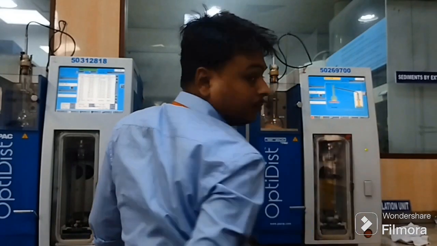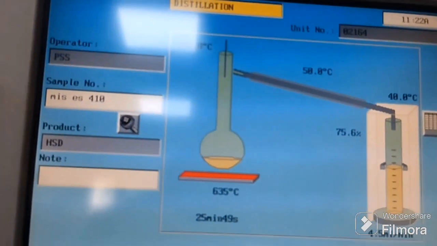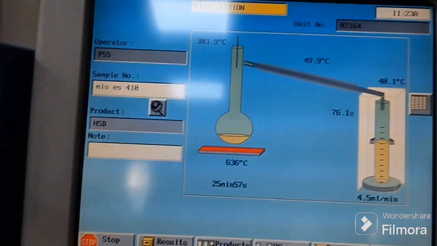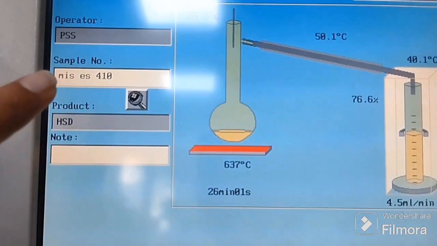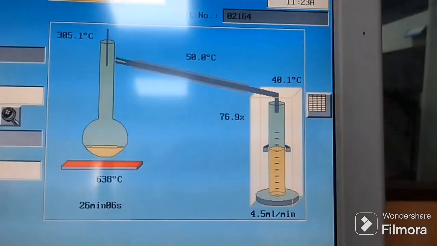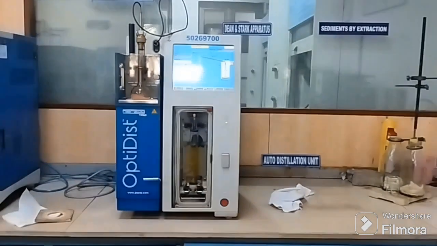Okay, let me zoom out this screen, and correspondingly I will show you the parts of this machine where it is diagrammatically represented. You can see that there is a red plate where it's written 637 degrees Celsius, right? And on the left side we have the operator field, where you can manually put the name and the sample which is to be tested, in the place where it's meant to be written.